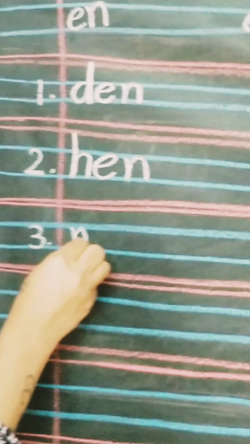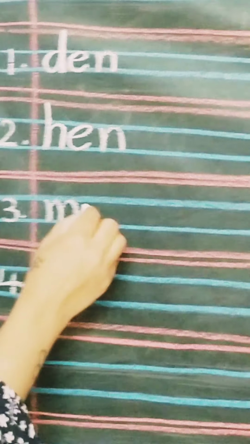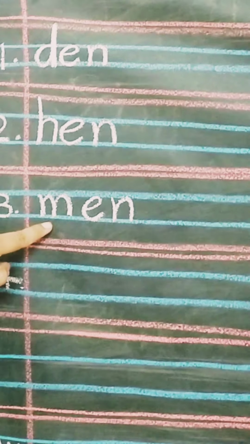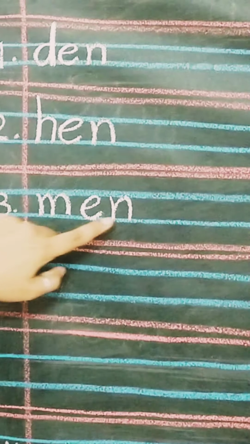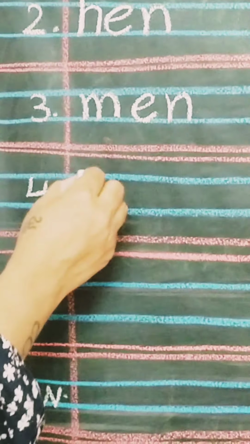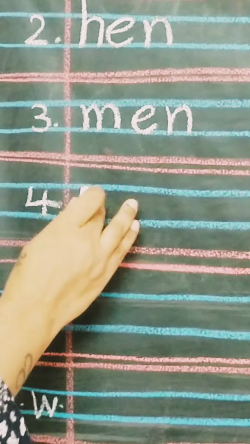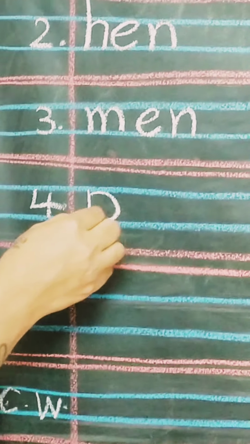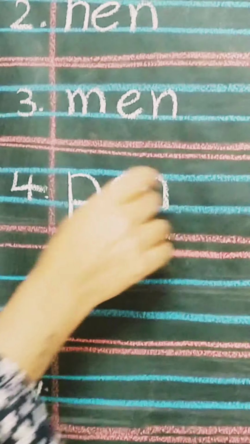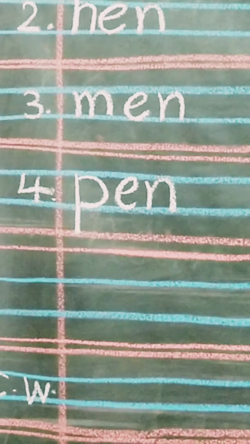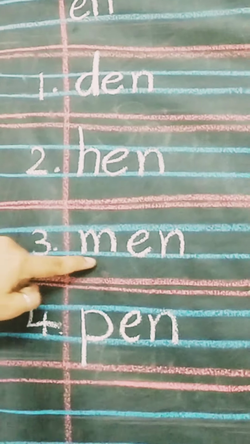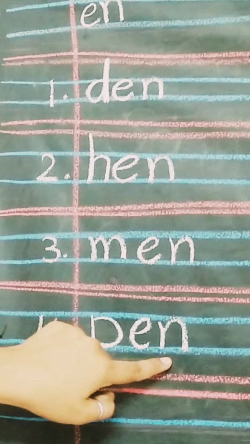Next, lowercase letter M, blue to blue line. Lowercase letter E, N. M says hmm, E says eh, N says hmm, eh, man. Now number 4, red, blue, blue, sorry, blue, blue, red, make one standing line, and blue to blue, opposite of cow, that is lowercase letter P, E, N. P, E, N. Pen. Again, D and den, H and hen, M and man, P and pen.